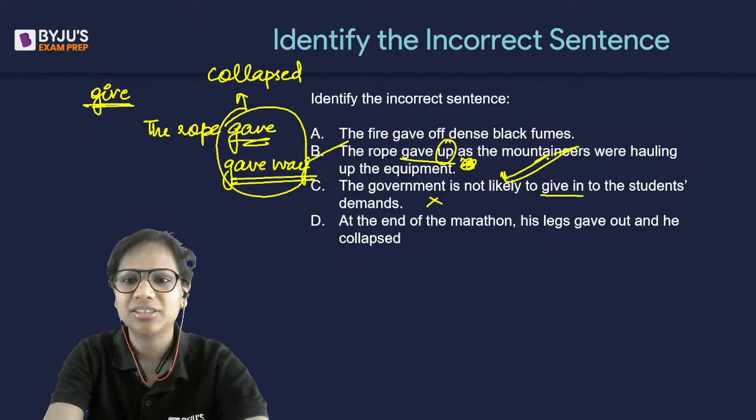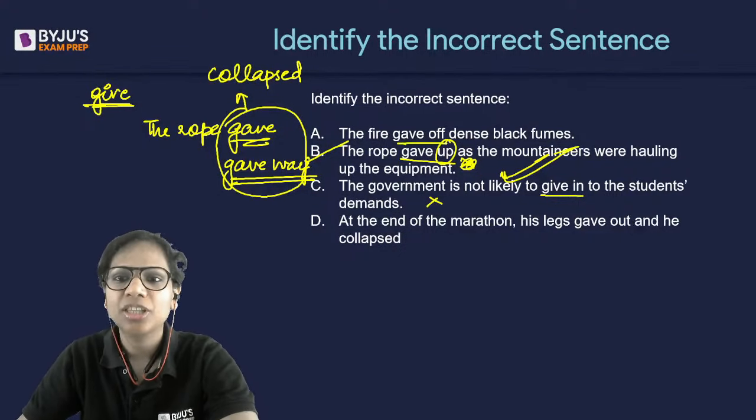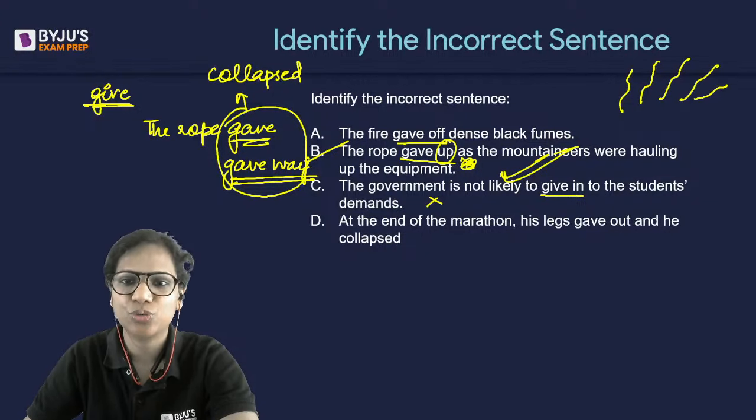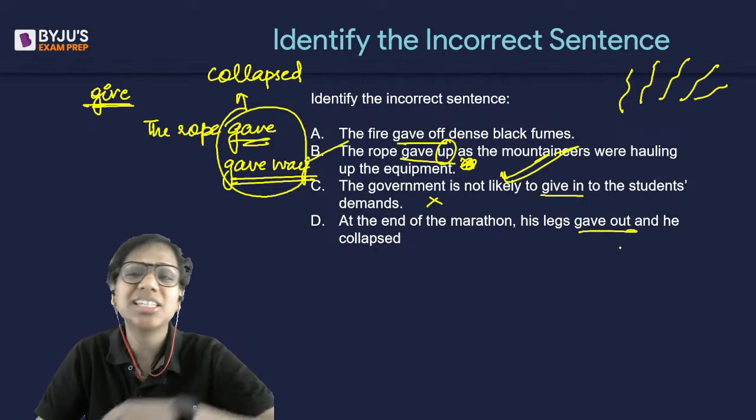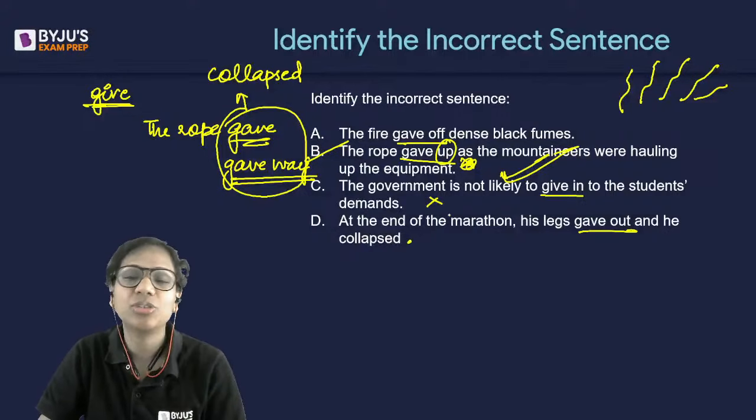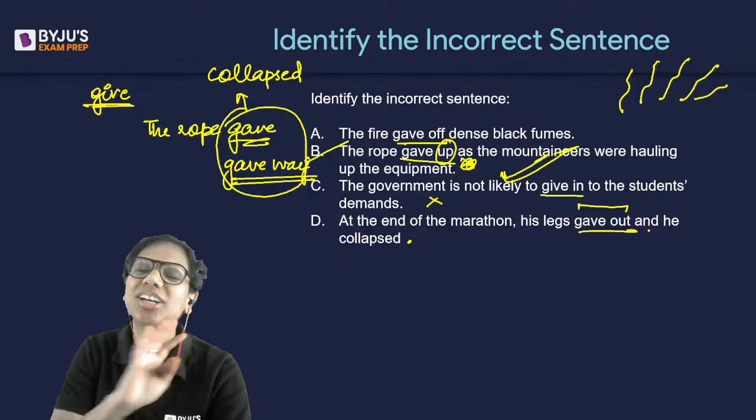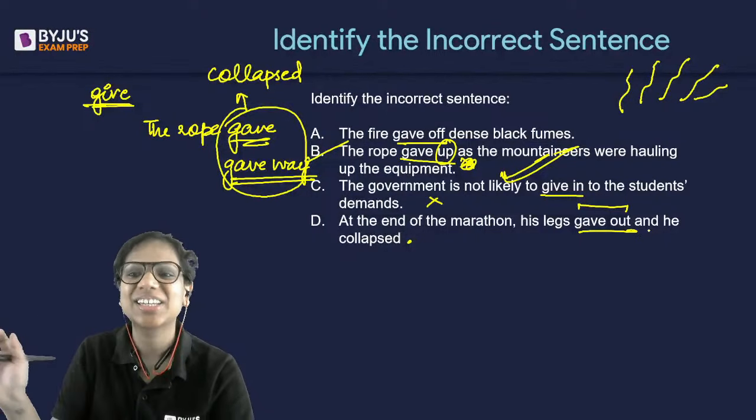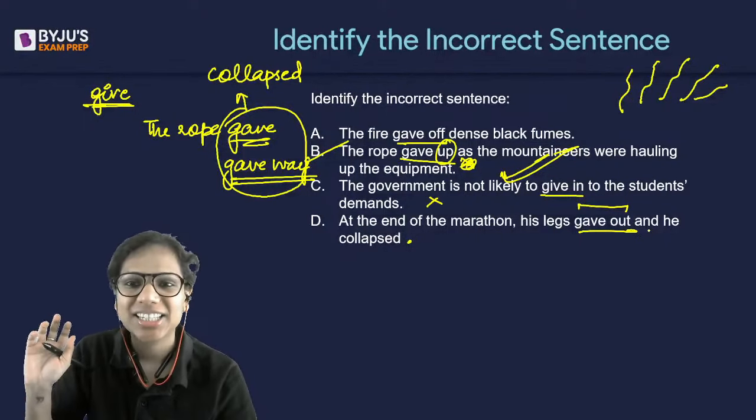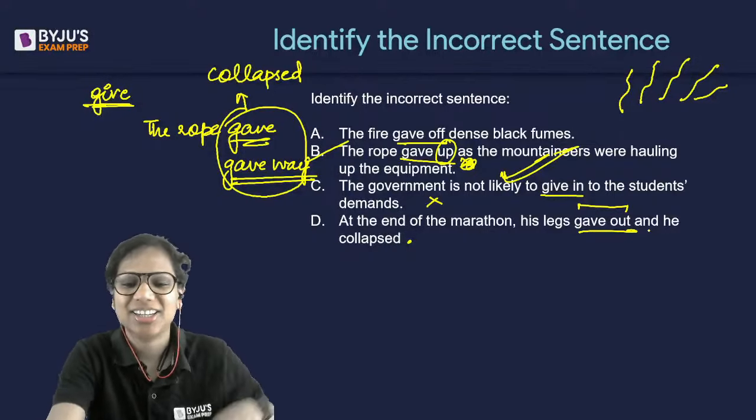Good. Quite a few of you said B. That's very heartening. The fire gave off. Gave off is to release dense black fumes. Her legs gave out. That means when some body part of yours gives out, it's no longer able to function, right? So D is correct, C is correct, A is correct.